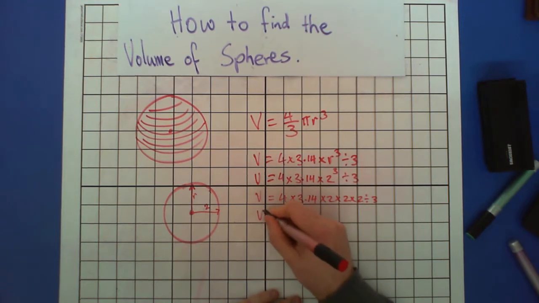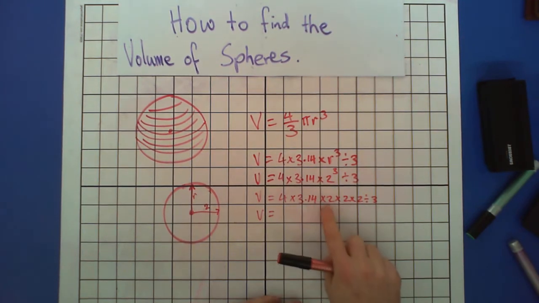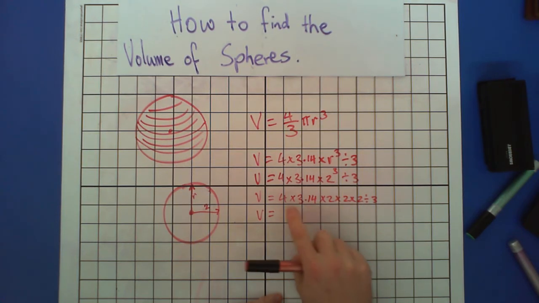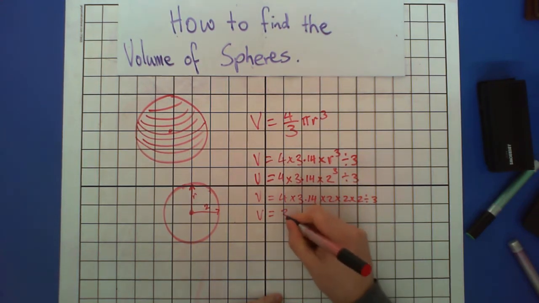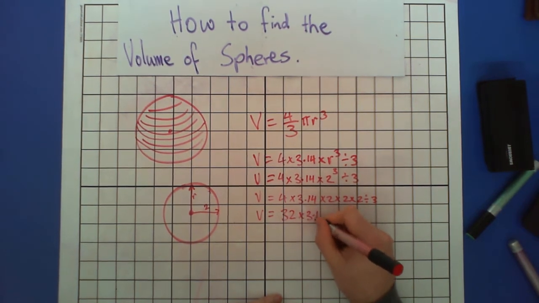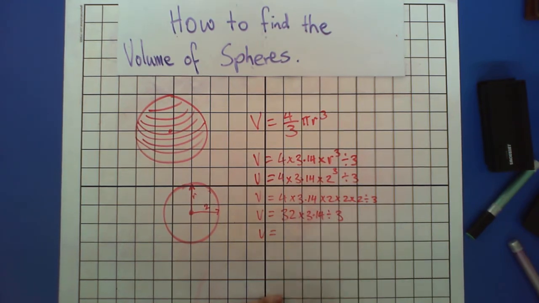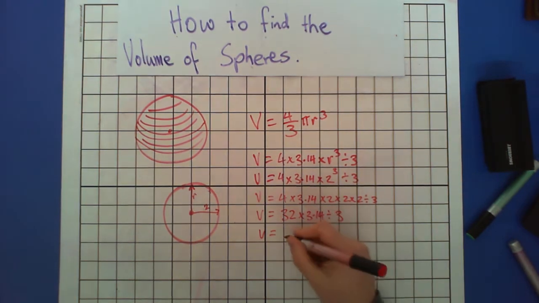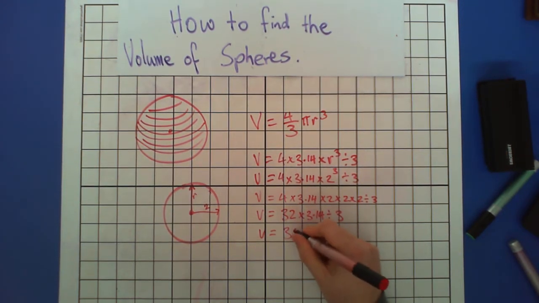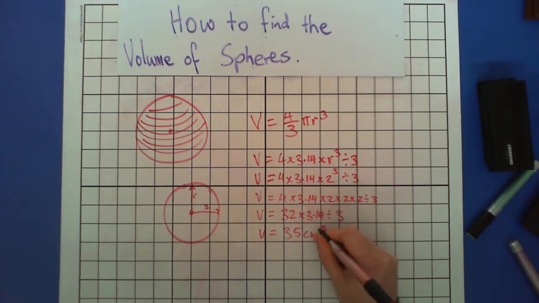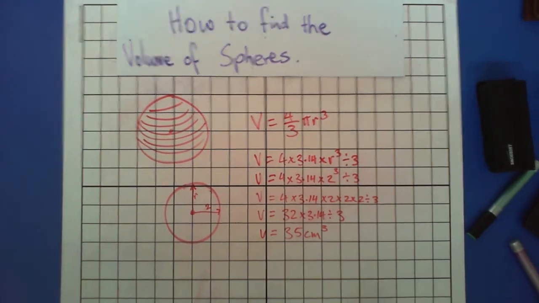I'm going to change the order that I multiply these a little bit. So I'm going to go 2 times 2 is 4. 4 times 2 is 8. Times 4 is 32. Times by 3.14 divided by 3. The timesing by 3 and dividing by 3 are basically going to cancel each other out. So I only actually have to increase this just a little bit, and our volume is going to end up something around about 35 centimeters cubed, because we're going to increase it by this 0.14.